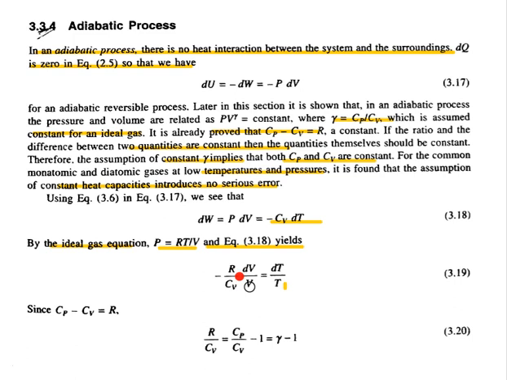Now we know that Cp minus Cv is the constant R. So put the values of that. In place of R, what will we write? R by Cv is equal to what exactly, Cp minus Cv over Cv. So Cp upon Cv minus 1 is equal to gamma minus 1.